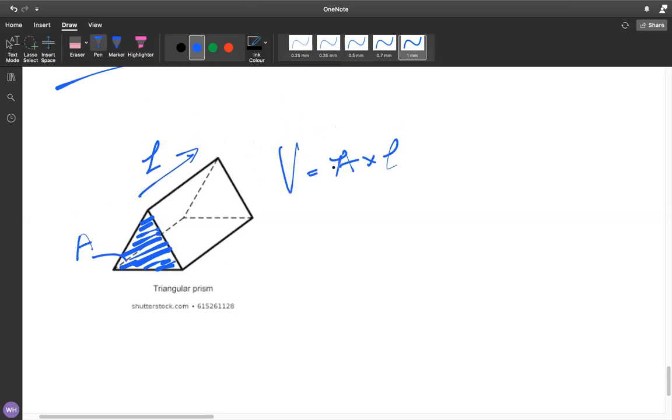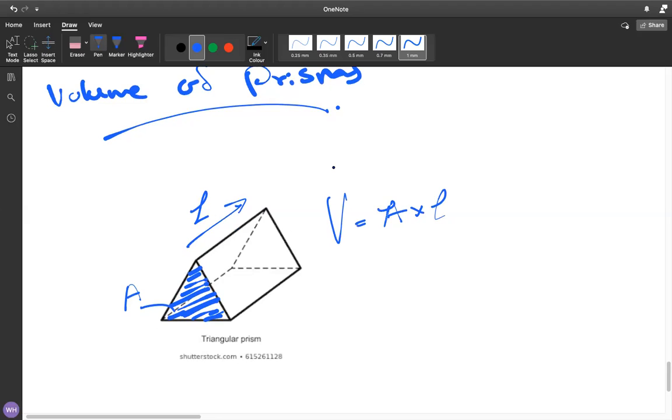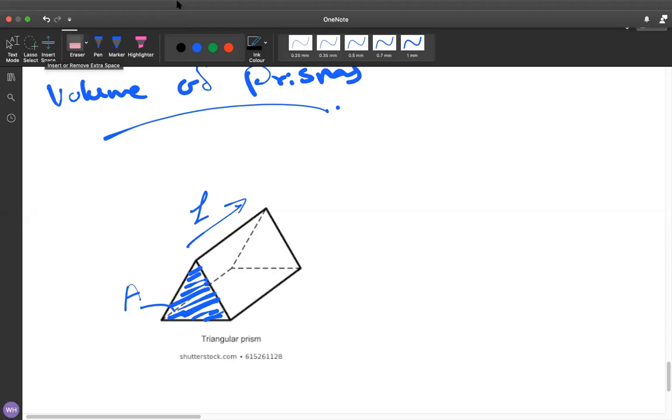Write below. In finding the volumes of prisms, when finding volumes of prisms, we can use the principle of cross-sectional area and the respective length.